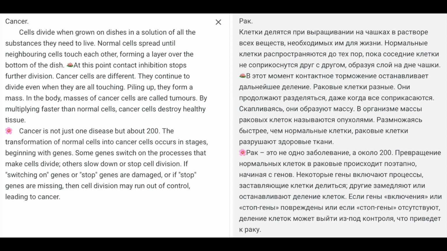Cancer is not just one disease but about 200. The transformation of normal cells into cancer cells occurs in stages, beginning with genes. Some genes switch on the processes that make cells divide. Others slow down or stop cell division. If switching on genes or stop genes are damaged, or if stop genes are missing, then cell division may run out of control, leading to cancer.